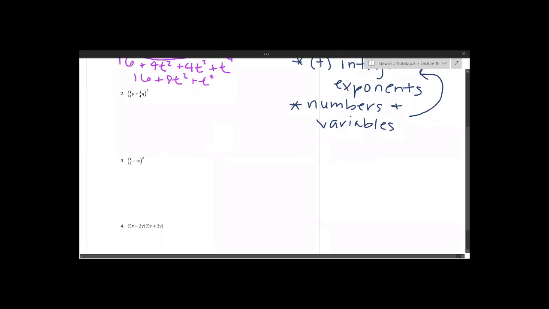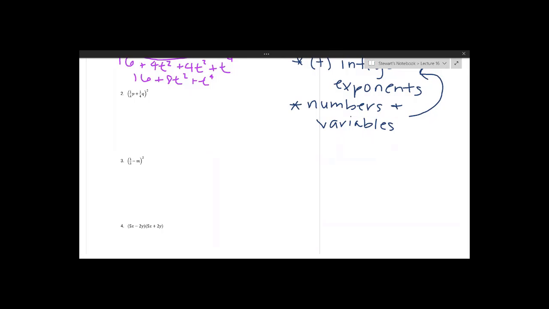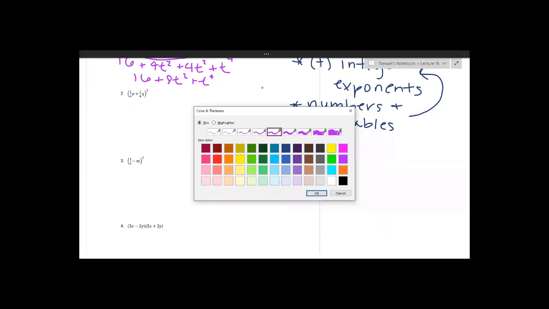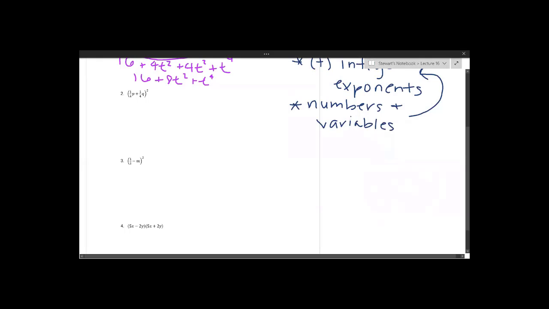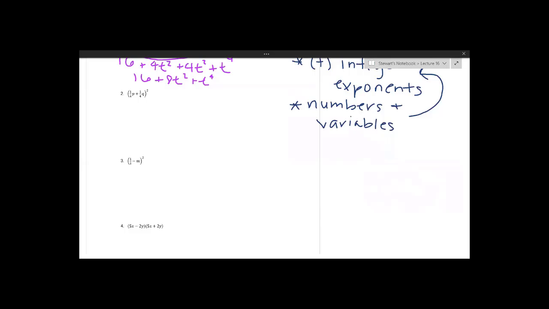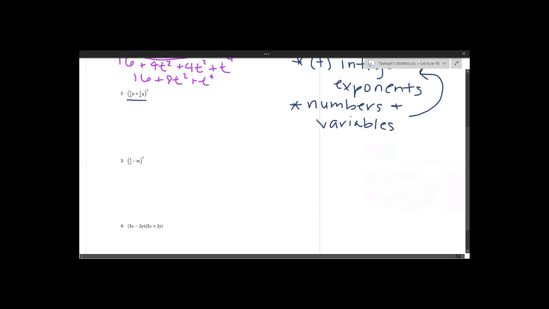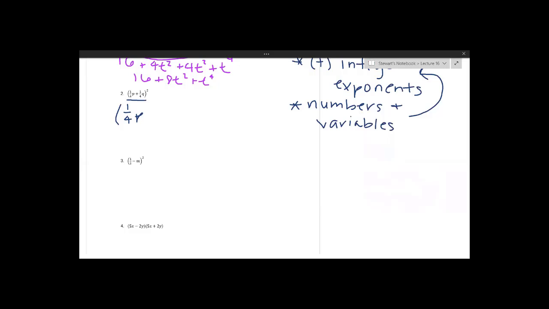Okay, moving right along, we have to now evaluate the next one. So now we have 1/4 p plus 1/4 q, quantity squared. So once again, we're talking about the quantity being squared, this whole binomial. So what we're really saying again is 1/4 p plus 1/4 q times 1/4 p plus 1/4 q. We're just multiplying it by itself.